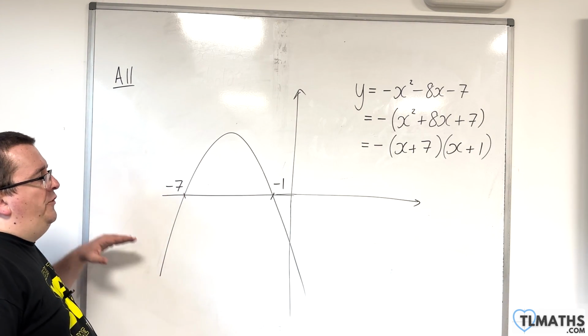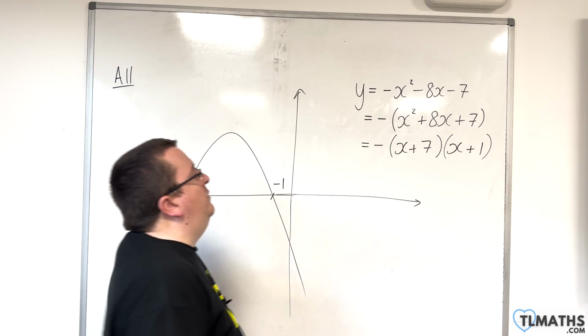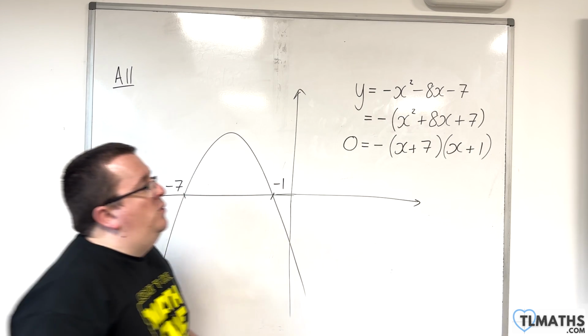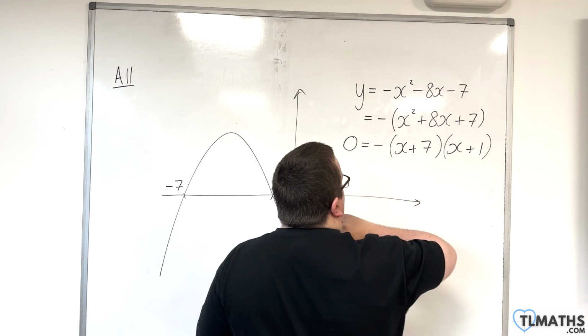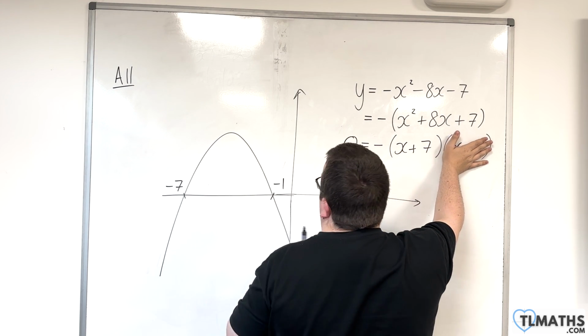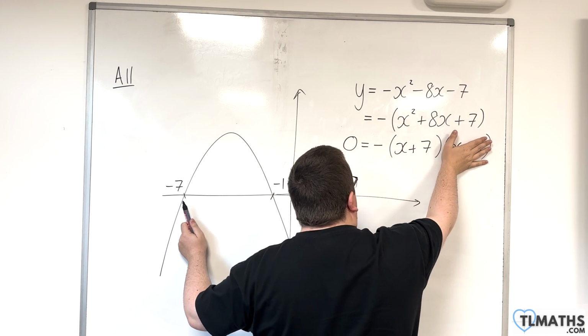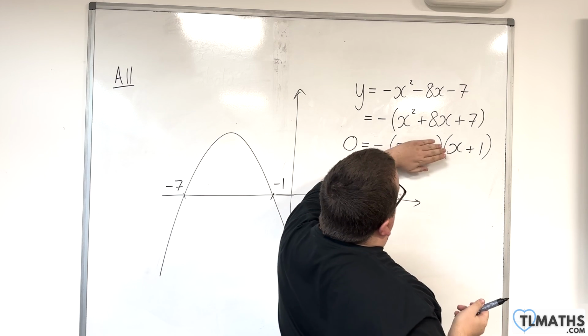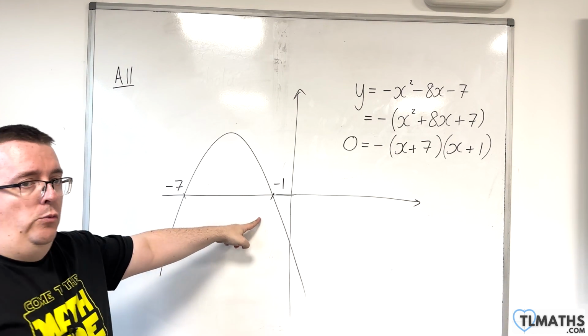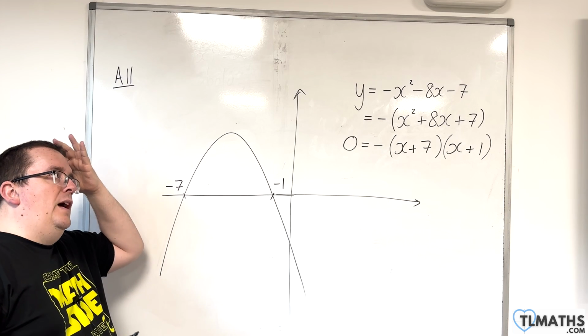So then, in order to work out where it crosses the x-axis, you need to put y is equal to 0. And so, if y is 0, then either x plus 7 is 0, in which case x equals minus 7, or x plus 1 is 0, in which case x must be minus 1. And so you can solve it that way.